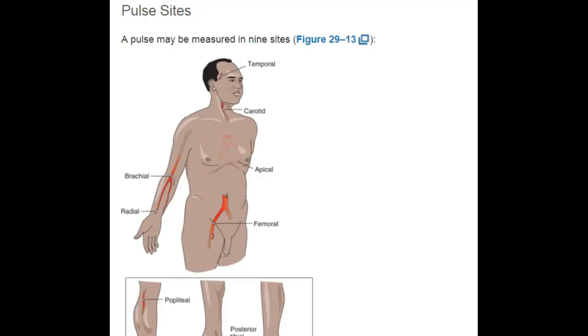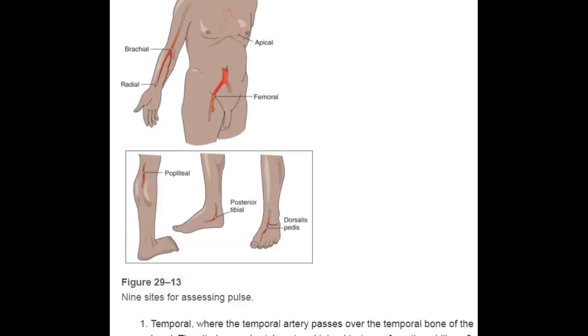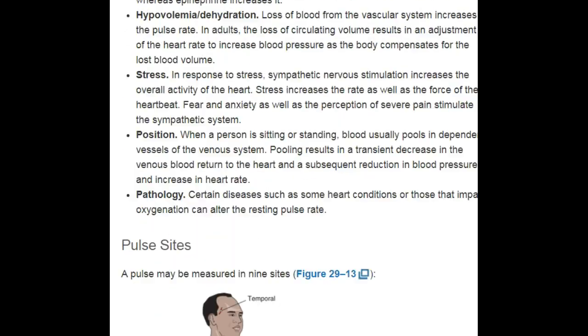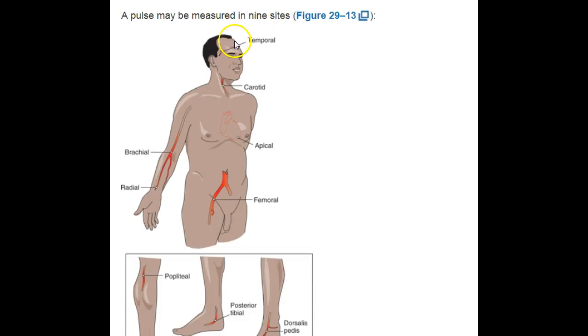If you have further questions after your on-campus clinical that we did, you still can go to your ATI and look at the videos for assessing the pulse sites. And I also thought I would put this nice diagram from your book on the pulse sites. There are 9 sites, you guys. 9 sites. So check out the 9 sites. Temporal, carotid, apical, brachial, radial, femoral, popliteal, posterior tibial, and your dorsalis pedis.